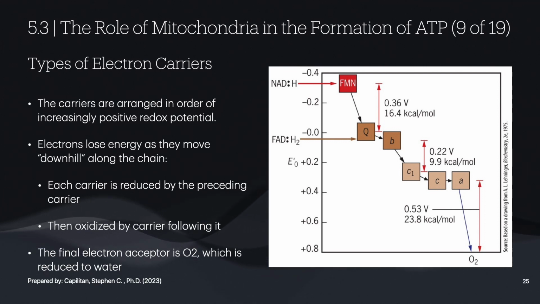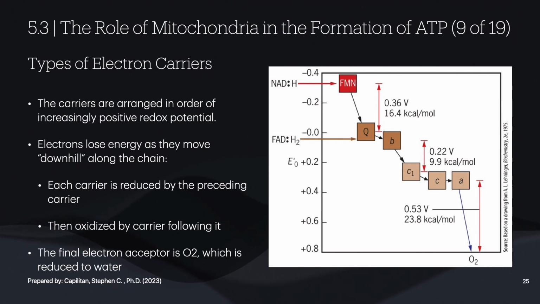The carriers are arranged in order of increasingly positive redox potential. Remember that electrons lose energy as they move downhill along the chain. Each carrier is reduced by the preceding carrier, then oxidized by the carrier following it. The final electron acceptor is your oxygen molecule, which is reduced to water. Again, this is the arrangement of several carriers in your electron transport chain.